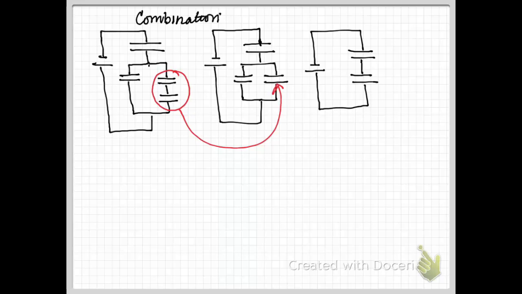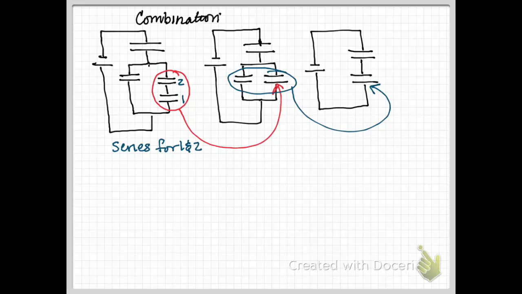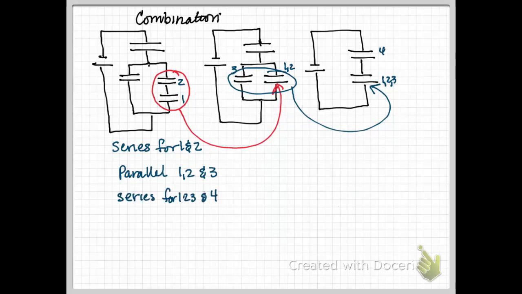And then you'd go ahead and take these two and combine them into a single, and then it's just simply a series calculation. So you would start off with, let's just solve the series for 1 and 2, and then you would do the parallel calculation for 1, 2, and 3. And now all you do is the series calculation to combine that 1, 2, 3 with capacitor 4.